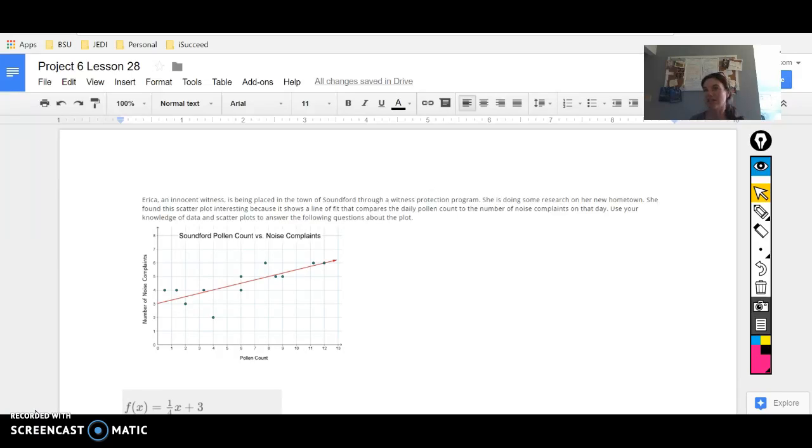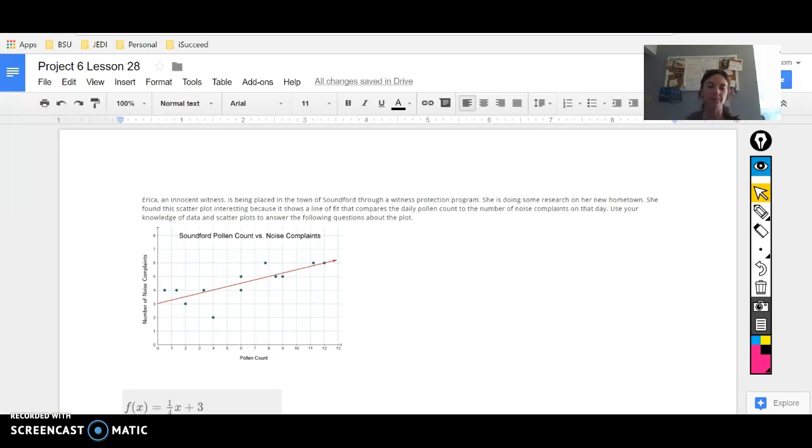We are still dealing with people in the Witness Protection Program, and this time we're going to be talking about scatter plots. So in this scenario, Erica, an innocent witness, is being placed in the town of Soundford through a witness protection program. She is doing some research on her new hometown. She found this scatter plot interesting because it shows a line of fit that compares the daily pollen count to the number of noise complaints on that day. Use your knowledge of data and scatter plots to answer the following questions about the plot.